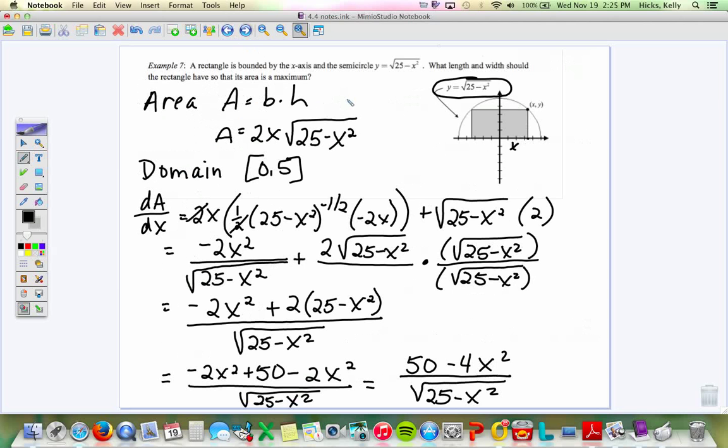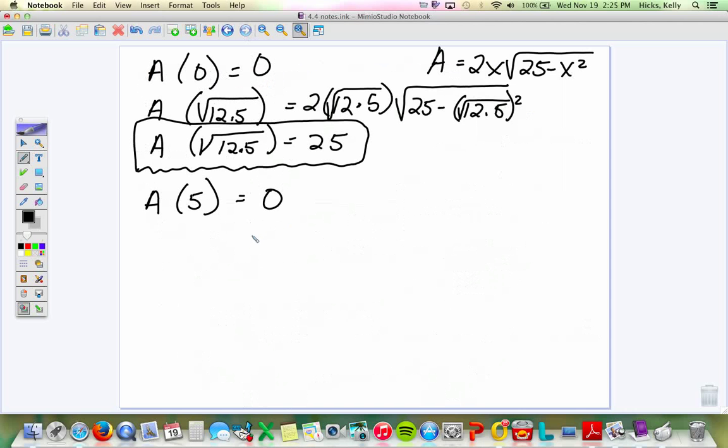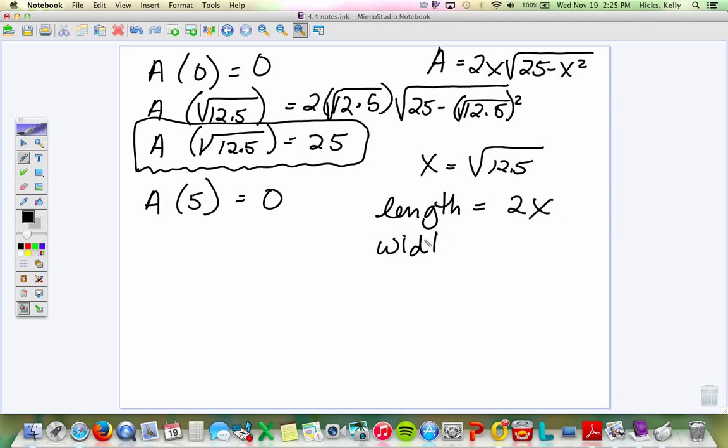All right, but if you go back to the beginning of the problem, what we were really asked to find is the length and the width when its area is at its max. So we need to take this information, x equals the square root of 12.5, and figure out the length and the width. Well, the length was 2x, and the width, or the height, doesn't matter what you call it, is the square root of 25 minus x squared. So we're going to take the square root of 12.5 and plug it in here.